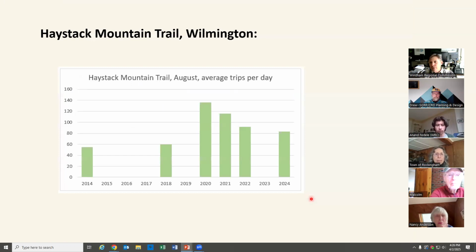Another example, we can look at pre versus post-COVID use of our trails. Again, back to the Haystack Mountain Trail in Wilmington. So these are counts from August. We have about 60 trips per day pre-COVID. In 2020, we have more than double that in August of 2020. Use since COVID has declined a little bit, but it's still remained higher than pre-COVID levels.